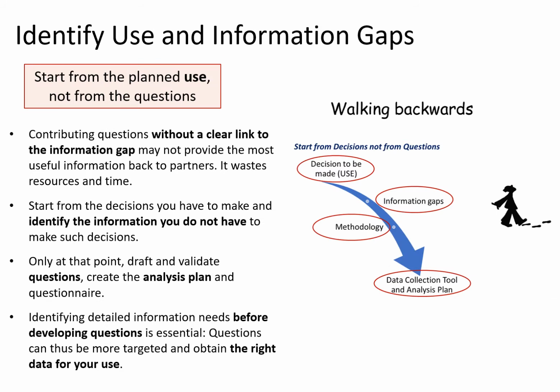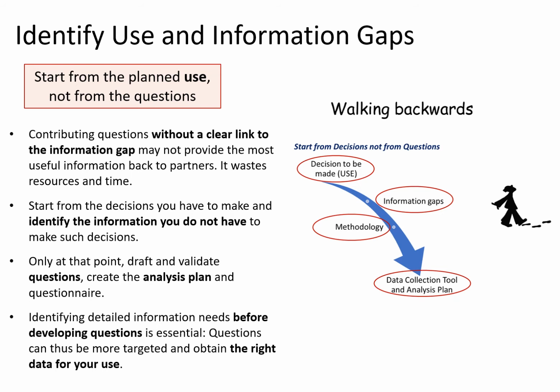The second step of the assessment process is the identification of information gaps. The important thing is to start thinking from the planned use of the data, not from the question. This is a bit of a change of perspective compared to what people usually do. Contributing questions without a clear link to the information gap and the analysis may not provide the most useful information back to partners. It really wastes time and resources.